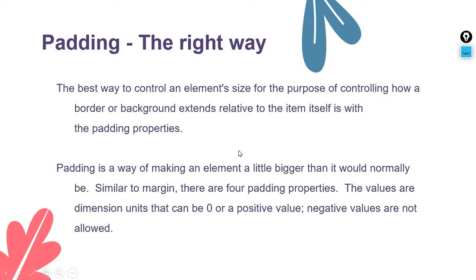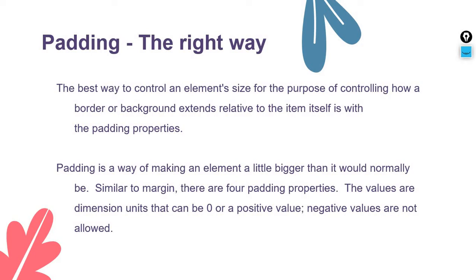padding the right way. The best way to control an element's size for the purpose of controlling how a border or background extends relative to the item itself is with the padding properties. Padding is a way of making an element a little bigger than it would normally be.